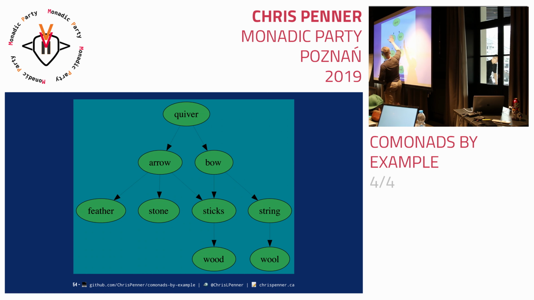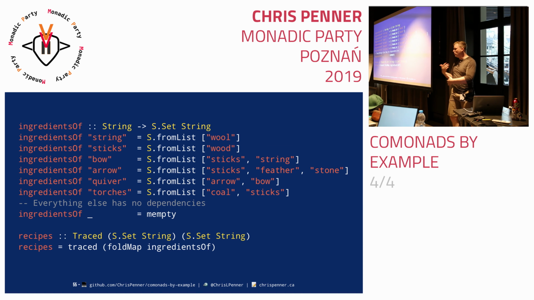So in order to build one of these nodes, we have dependencies in order to fulfill that. So to get the quiver, we need everything underneath. To get just an arrow, well, we need feather, stone, sticks, and wool, and wood. Now, this wood here is a transitive dependency. It's not a dependency of building an arrow, but it is a dependency of something you need to build an arrow. Okay, that's important. Diagram relatively clear? Cool. So we can encode this.